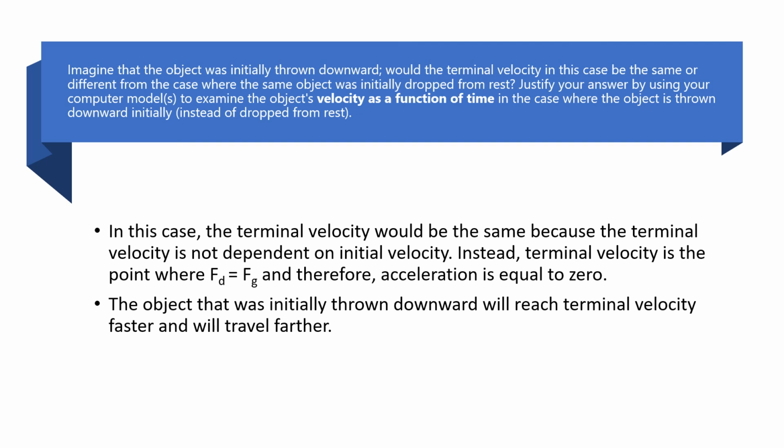So the next step was to see if an object was thrown down with an initial velocity, would the terminal velocity be the same or different than when the same object was initially dropped from rest. In this case, the terminal velocity would be the same because the terminal velocity is not dependent on initial velocity. Instead, terminal velocity is the point where the force of drag equals the force of gravity, and therefore acceleration is equal to zero. The object that was initially thrown downward will reach terminal velocity faster and will travel farther, but both will achieve terminal velocity.